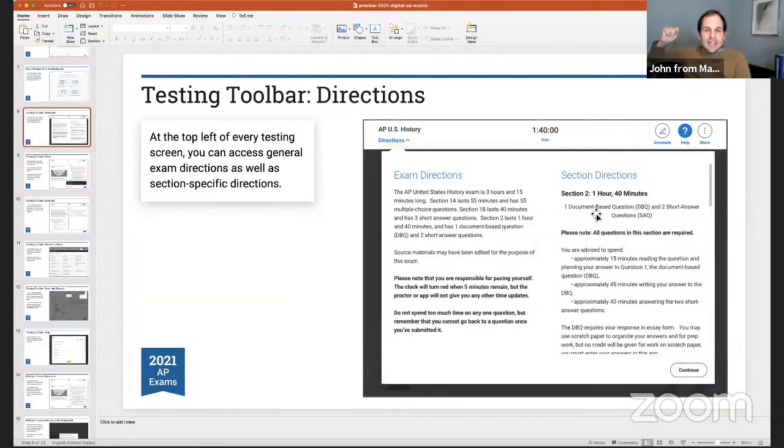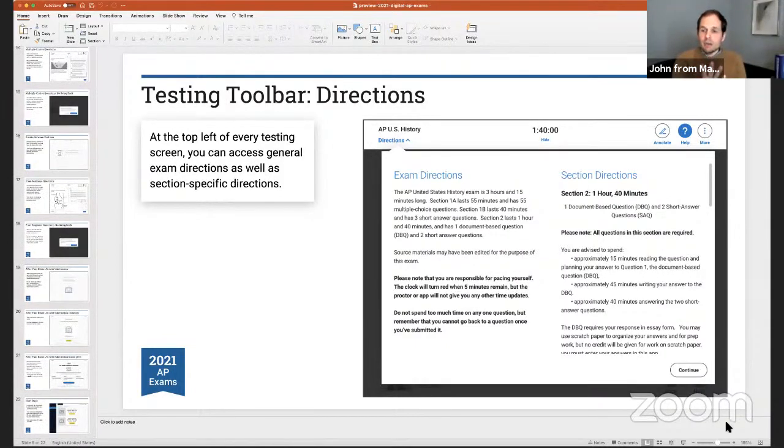Notice here, this is the AP US History exam. This is interesting. We weren't sure about this, but they're going to give you the entire document-based and SAQ section at once. They're going to make you manage your own time. Look at this line over here. It says, please note that you are responsible for pacing yourself. And so there's more information here. I'm going to share it with everyone.